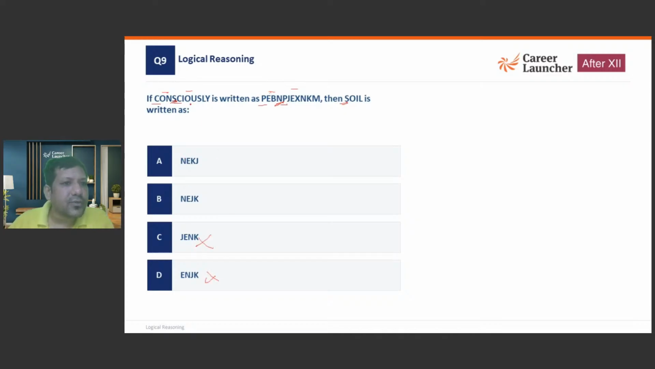Now next one is what? Next one is O. So O is what? O is E. So N, E, N, E. Both the options have N, E. Then I, then L. L is what? L is K. I would say that is option B. That's it.